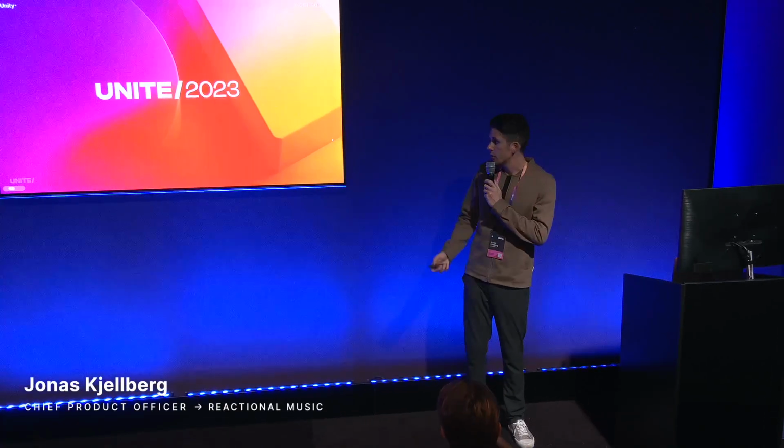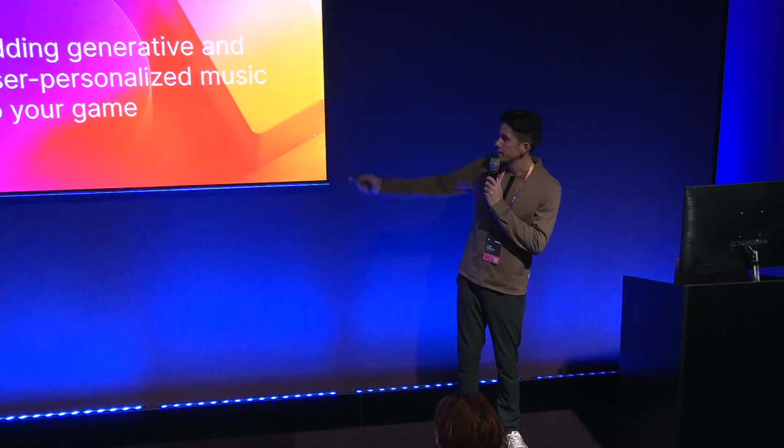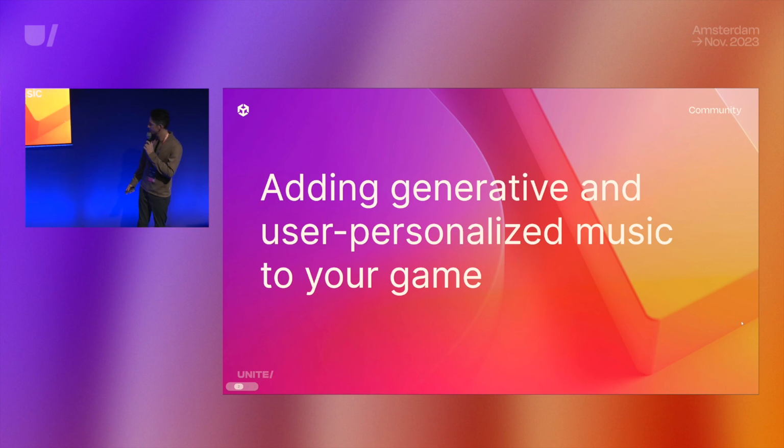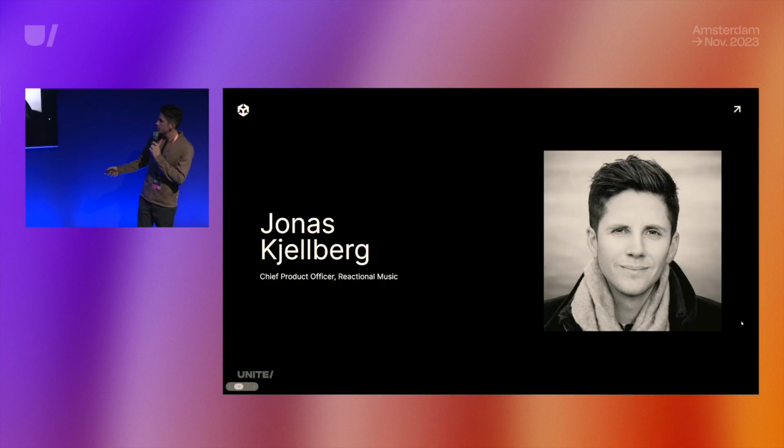Today, we're going to talk about this topic: generative and user-personalized music, also known as procedural music. My name is Jonas Kjellberg. I'm from Sweden, and I'm the Chief Product Officer and one of the co-founders of Reactional Music.